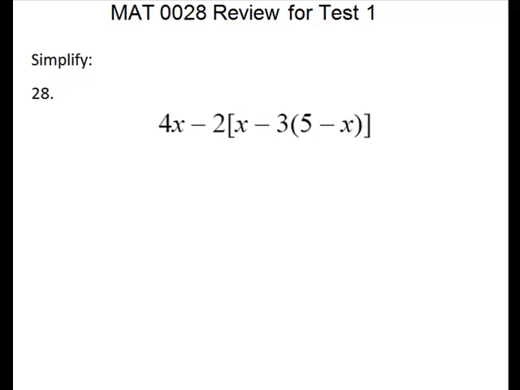Problem 28 also has nested grouping symbols to get rid of. So we'll go to the innermost set. We cannot do anything with the 5 minus x, so we'll need to distribute to take that off. So negative 3 times 5 gives us a negative 15. Negative 3 times negative x is a plus 3x. That takes care of the parentheses. Don't lose the bracket.